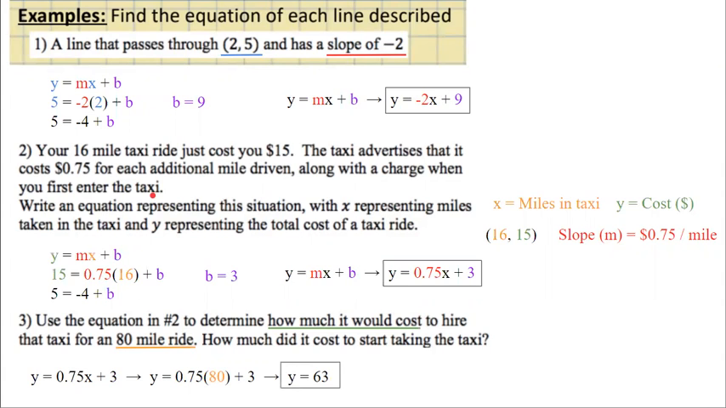And last but not least, we're asked how much it costs to even start taking the taxi or even get in the taxi in the first place. If you recognize this as the y-intercept, great job. And of course, that means that our answer is going to be $3. If we've traveled 0 miles, then y, or the cost, is simply just going to equal 3. So our y-intercept is $3.